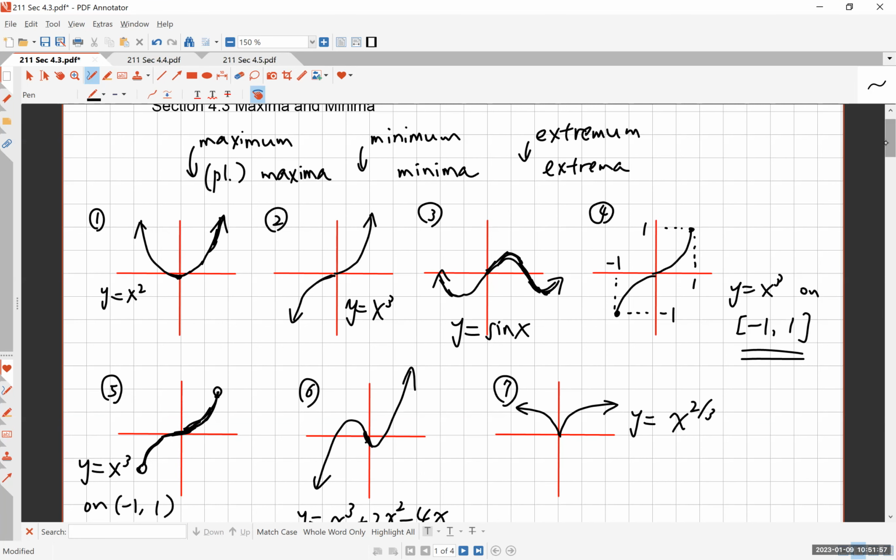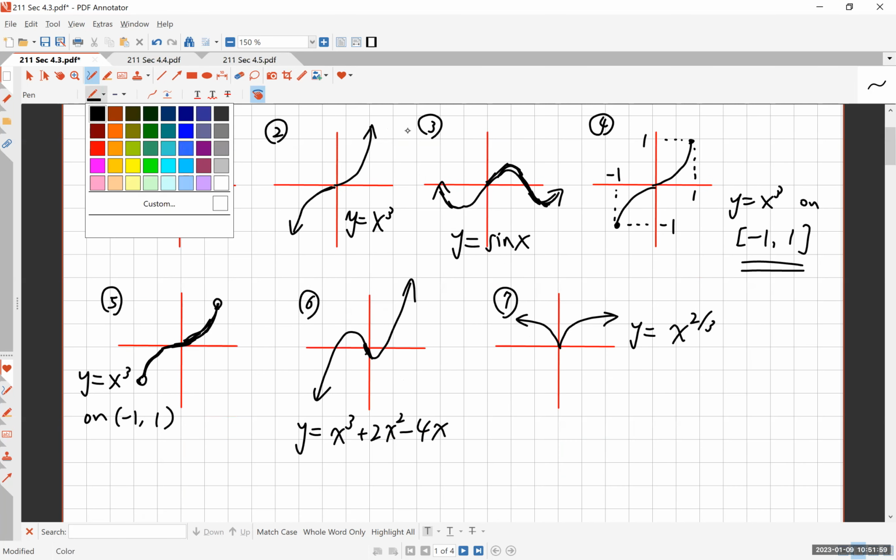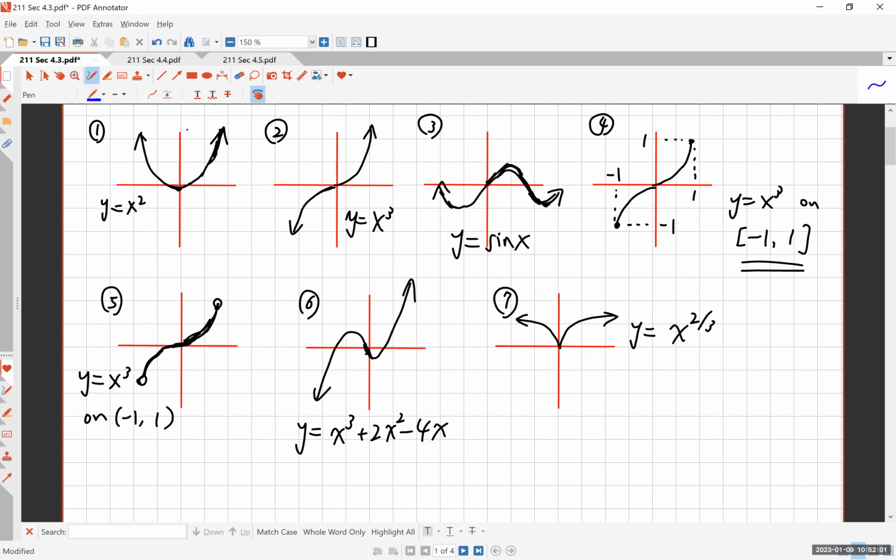All right, so what do you think? Okay, I'm going to write maybe our thoughts in blue here. All right, this point, is that a minimum? I think most of you would identify that point as a minimum because it certainly looks like the lowest point on the graph, right? And you would be right, this is called a minimum.